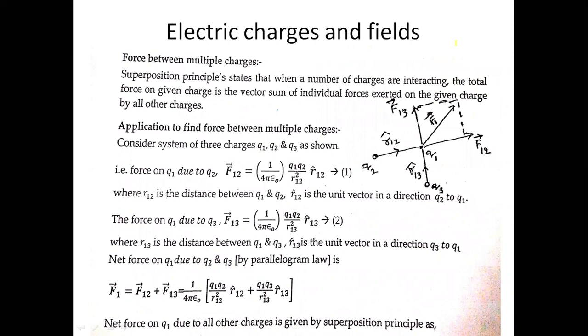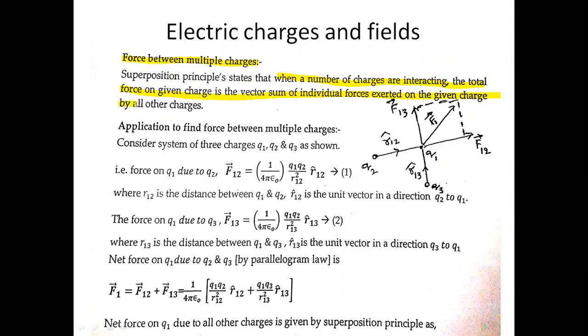So the chapter name is electric charges and fields. Let us see the derivation once again. I think you can see here I'm going to highlight force between multiple charges. I have discussed the superposition principle, and we are applying that superposition principle to the force on multiple charges. So what does the superposition principle state here? When a number of charges are interacting, the total force on a given charge is the vector sum of individual forces exerted on the given charge by all other charges.